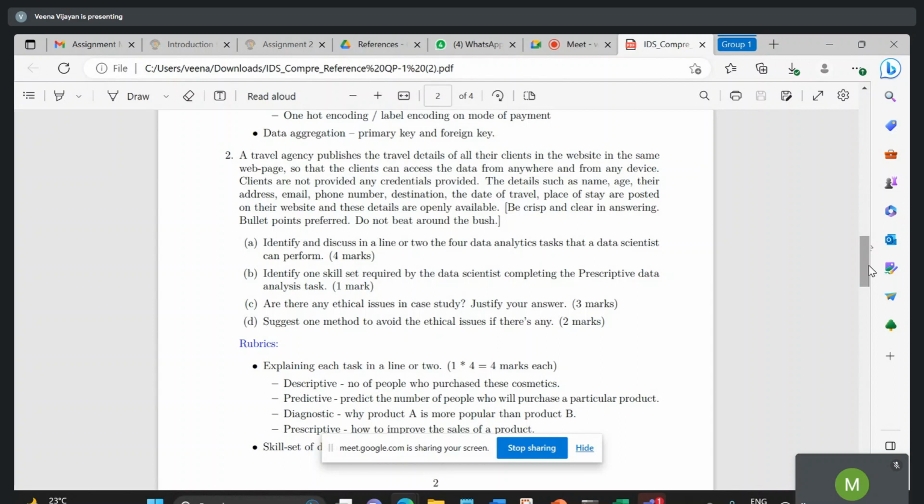Identify one skill set required by the data scientist for completing the prescriptive data analysis task. One common skill set should be understanding the data. I think it's more about domain, right? Correct, the domain to which the data belongs. So domain knowledge is something I think is required to be prescriptive, and a more detailed understanding of the data.